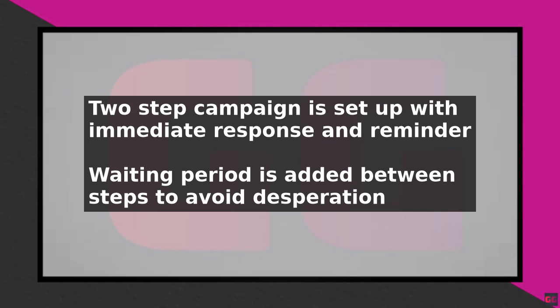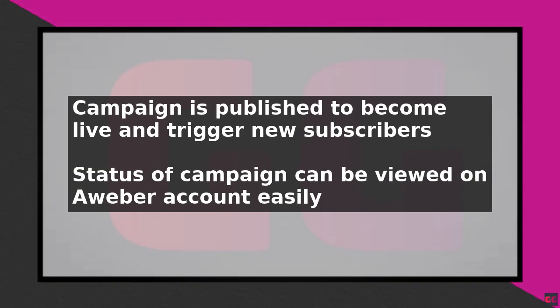The message itself can be customized, with options to use generic messages provided by AWeber or create one from scratch. The subject line and content of the email can be edited, and once complete, the message is saved and added to the campaign. Additional steps can be added to the campaign, such as waiting for a specified period before sending another message.